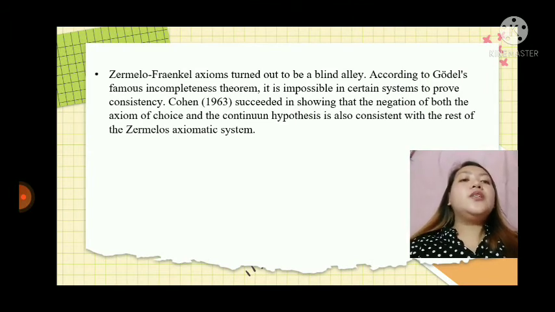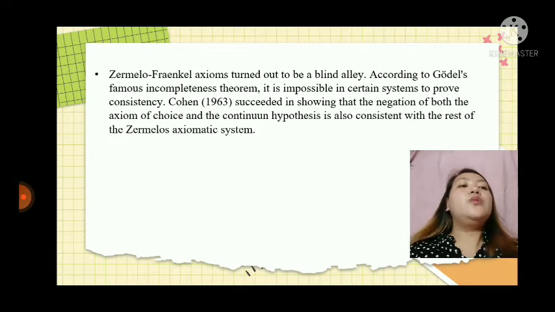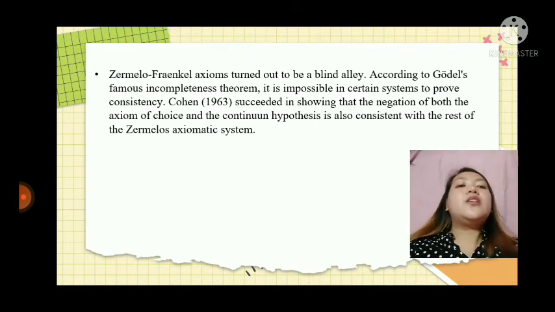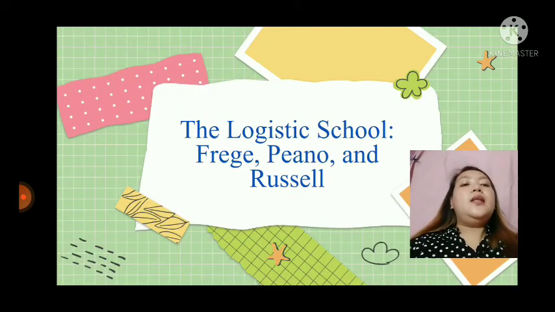Zermelo-Fraenkel axioms turned out to be a blind alley. According to Gödel's famous incompleteness theorem, it is impossible in a certain system to prove consistency. Cohen in 1963 succeeded in showing that the negation of both the axiom of choice and the continuum hypothesis is also consistent with the rest of the Zermelo axiom system. And we have the logistic school: Frege, Peano, and Russell.